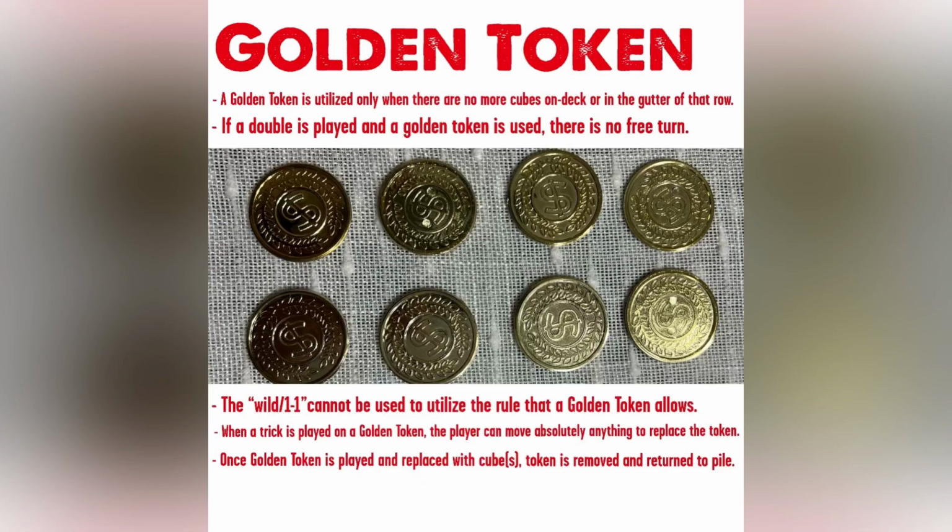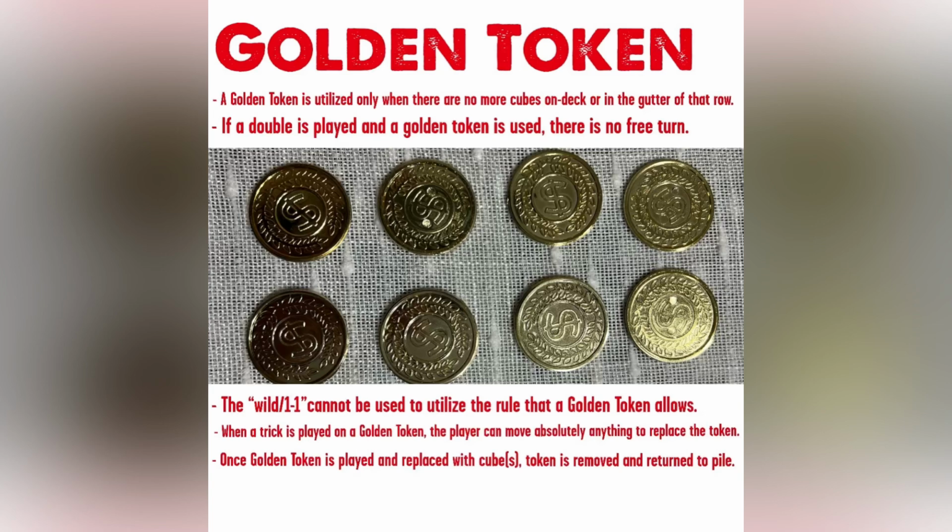Golden token. A golden token is utilized when a player has no more cubes on deck or in the gutter of a row in which a trick is played. Example, let's imagine I am at a point where I have no more cubes on deck because they are all on the game board. Now, although I don't have any cubes, I still have to pull sets and keep playing tricks. If it so happens that I pull a trick, let's say 2-3, and it's empty, I can't place a cube there because I don't have any more cubes on deck.